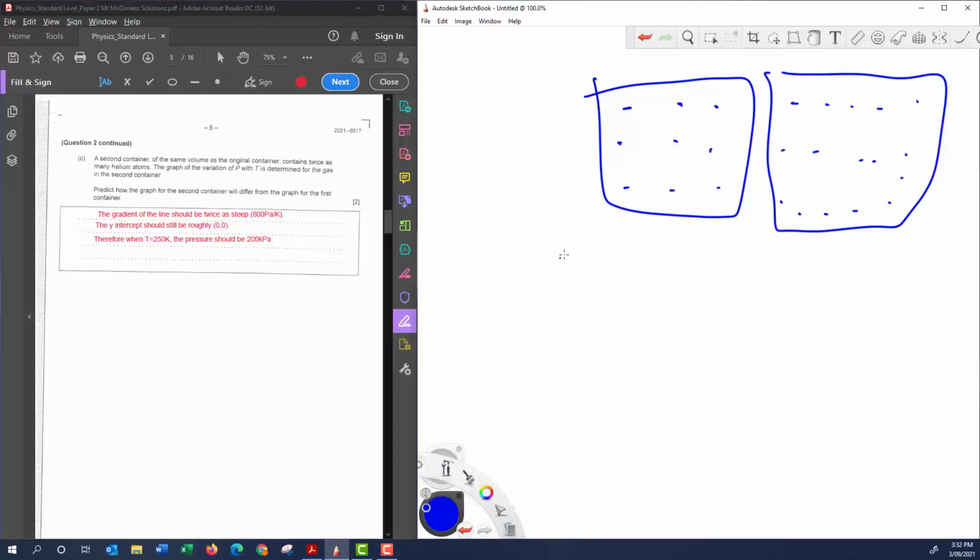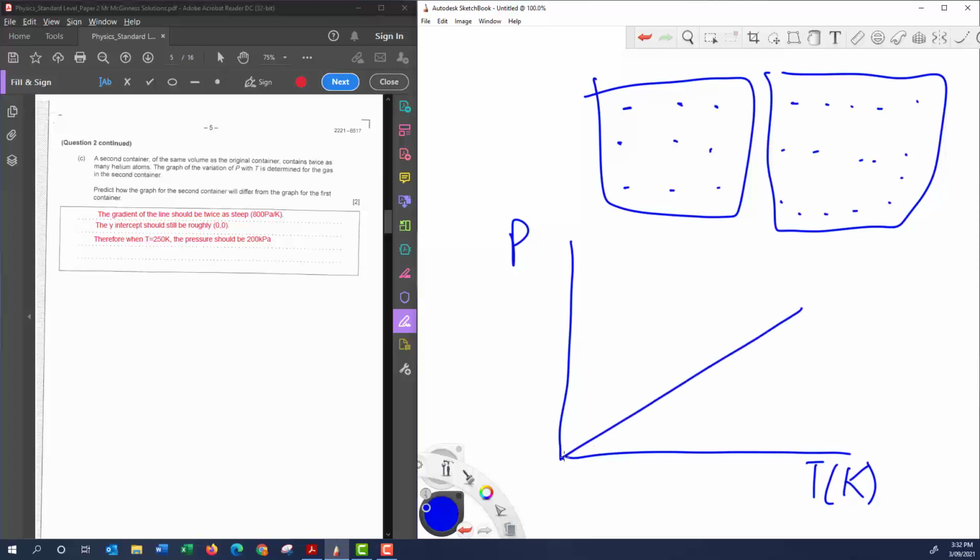So on our older graph, if we trace that back, because it's an ideal gas, this is our temperature in Kelvin, and this is our pressure, then if the old line looks something like this, our new line should still go through 0 pressure, 0 temperature. But now it should be much, much steeper, a line like this. It should be twice as steep, in fact.